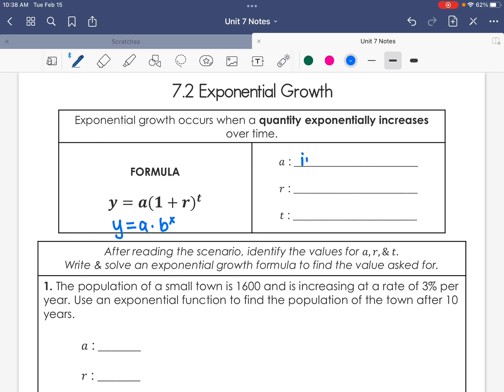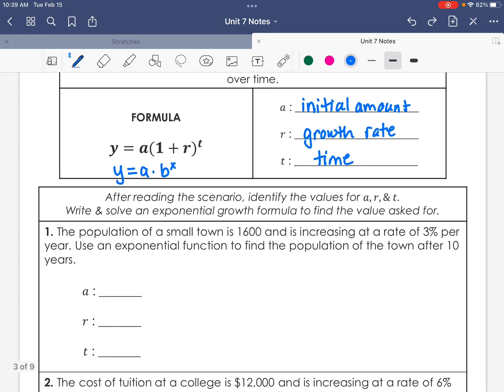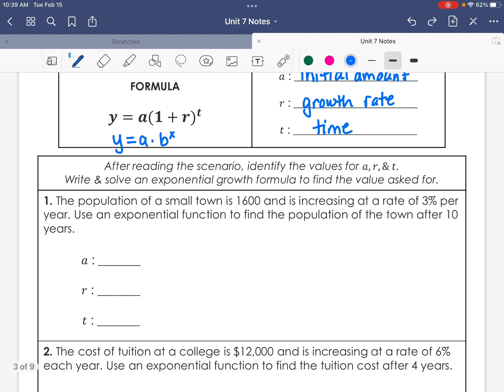So a is the initial amount, r is the growth rate, and t, as usual, stands for time because this is over time. That's an important part of exponential growth, that it happens over time. So the way that you do this is first you're going to pick out your a, r, and t, and then you're going to put them into that formula, and then you just put them in your calculator.